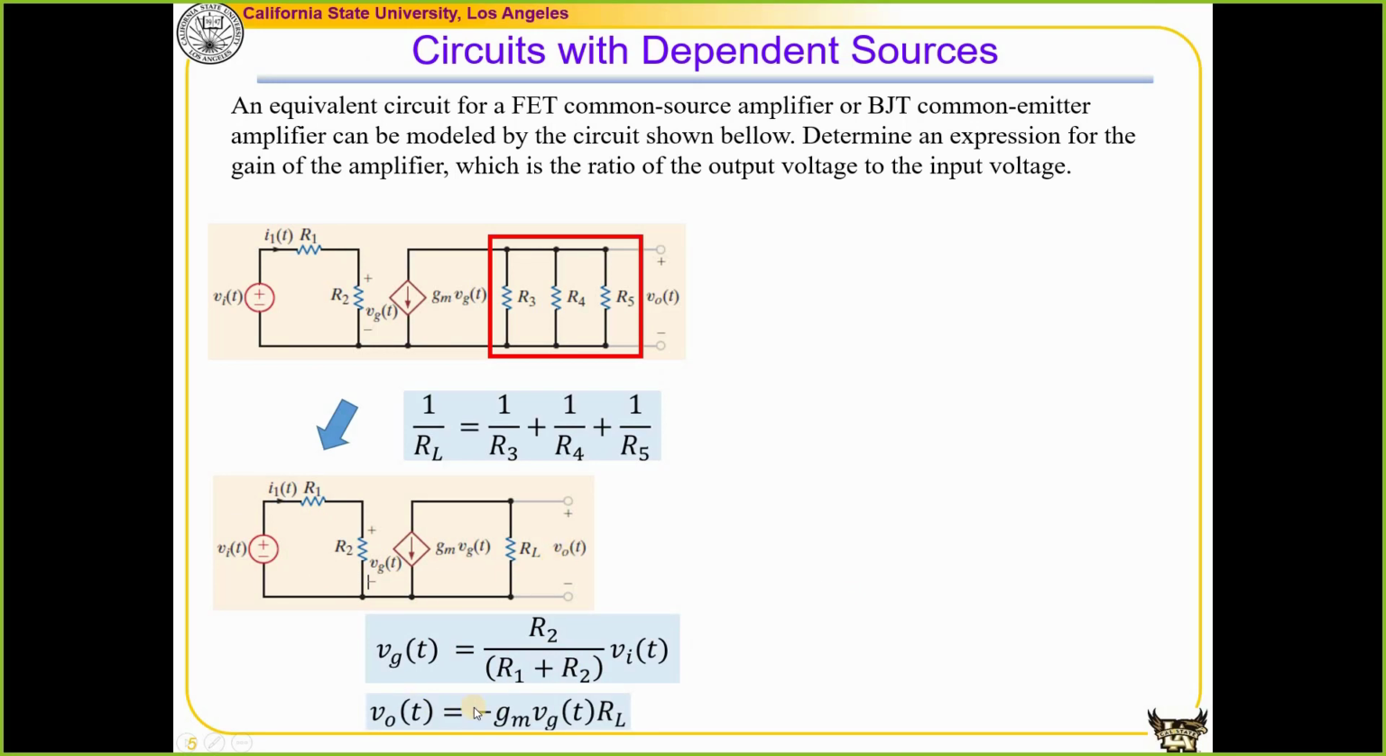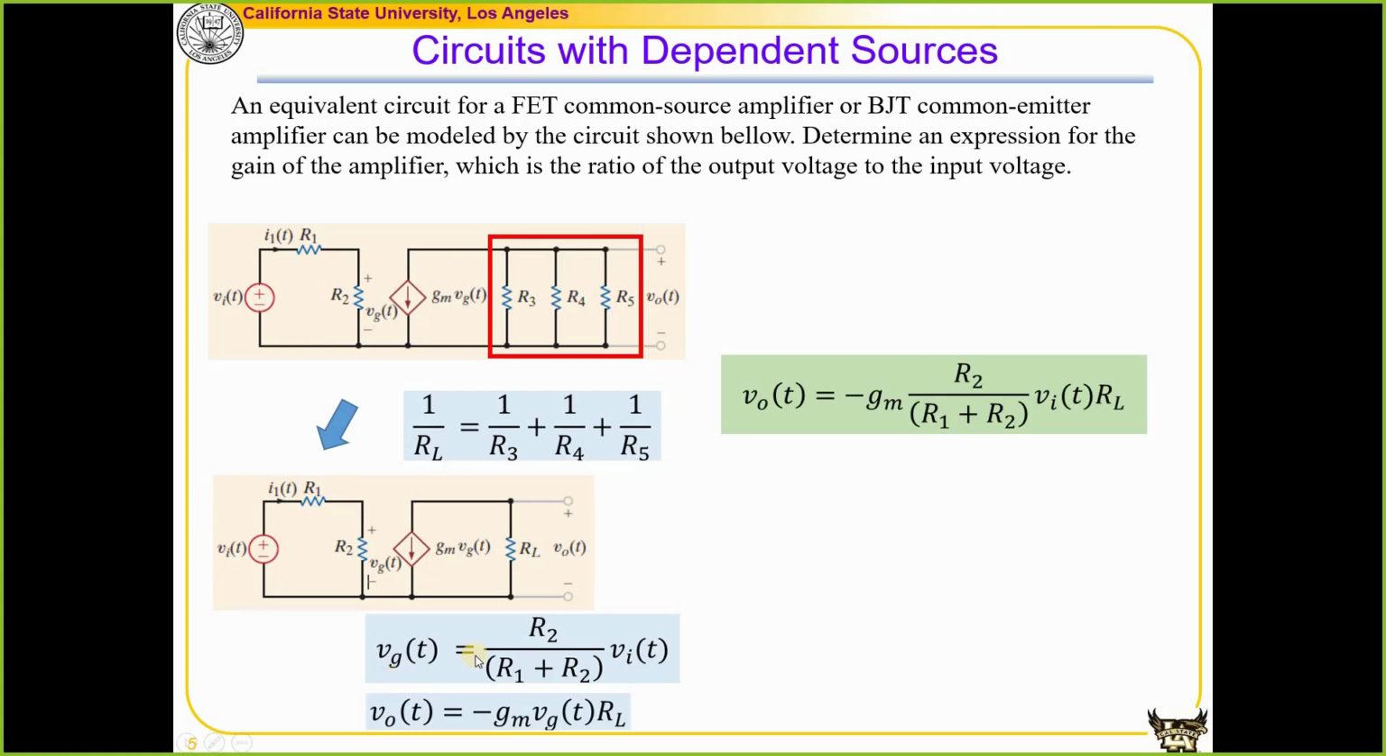And on the right hand side, VO is equal to the current times the resistance. And pay attention, this current goes the other way. It's not following the passive sign convention for a resistor. So this is why VO is equal to negative current times RL. If you don't like to see that, you define a new current. Say I define a current IL over here, and IL is equal to negative GM VG. Either way is fine.